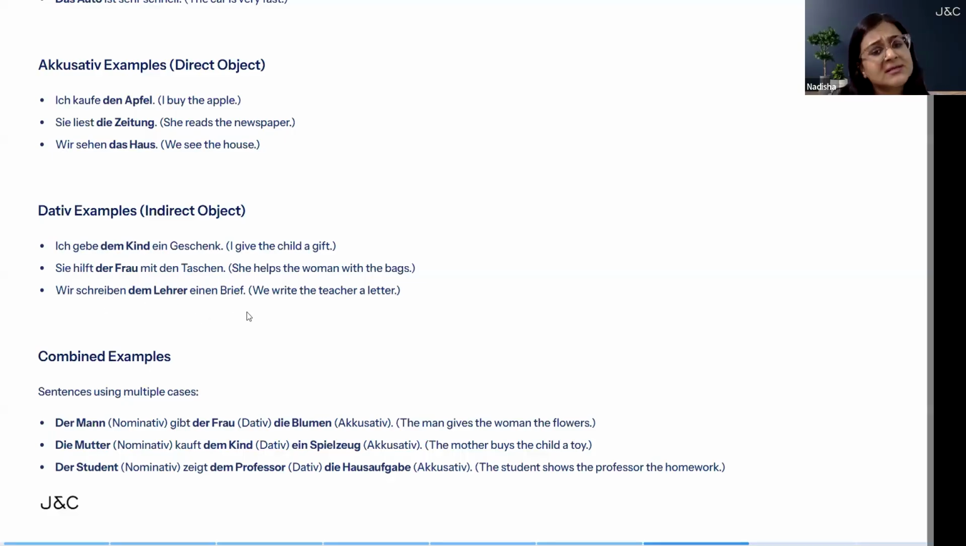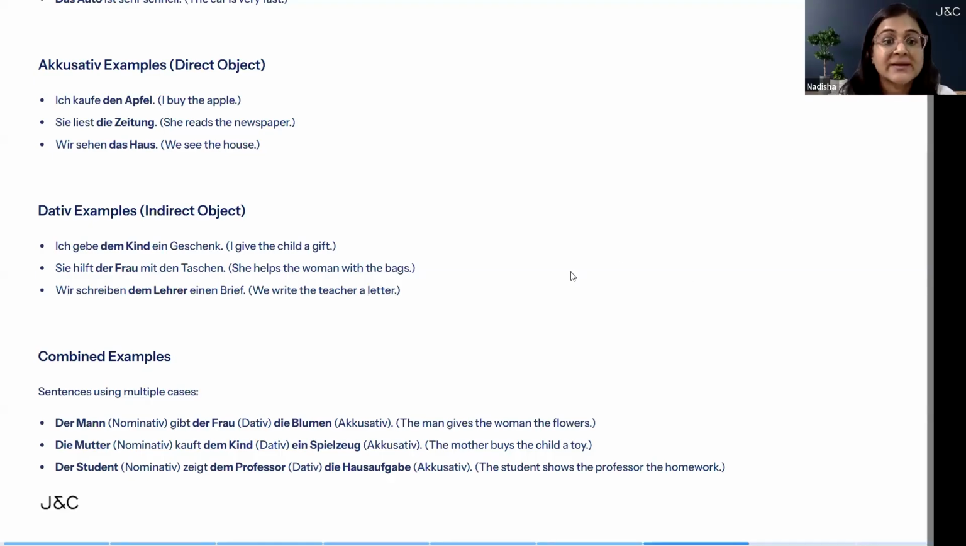To whom are we writing? To the teacher. So teacher here becomes dative. We write the teacher a letter. Wir schreiben dem Lehrer einen Brief. Now who is writing? We. So we becomes nominative. And what are we writing? We are writing the letter. So einen Brief becomes accusative here. Einen also will let you know that it is accusative case, right? If you know the table well, by looking at the article only, you'll understand which case it is, okay?